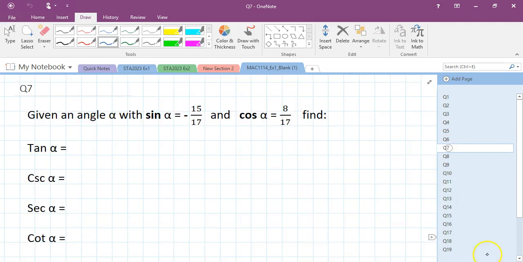All right, question number 7. They say given this angle, alpha, we know that sine alpha is negative 15 over 17, and cosine alpha is 8 over 17. They want us to find the other trig functions. We are still on the unit circle. Okay? Still on that unit circle. So, with that being said, how do we know sine is made? It's just y, right? How do you know that cosine is made? It's just x. So you can use those facts to your advantage to help get everybody else.